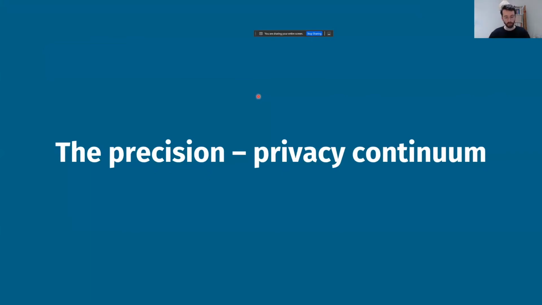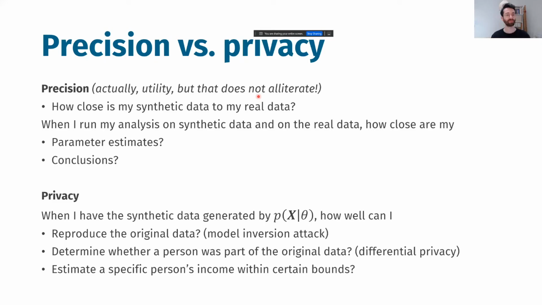Right. So now we've had this, like, what is synthetic data? What is the goal of synthetic data? Now I want to talk to you about something I've called the precision privacy continuum. I've only called it that because it alliterates. Don't actually take this as the actual name. There's better words for that. I will talk about that later. But precision privacy for all intents and purposes. So precision versus privacy. Precision is actually usually called utility in this field, but that does not alliterate, so I've just thrown away that term.